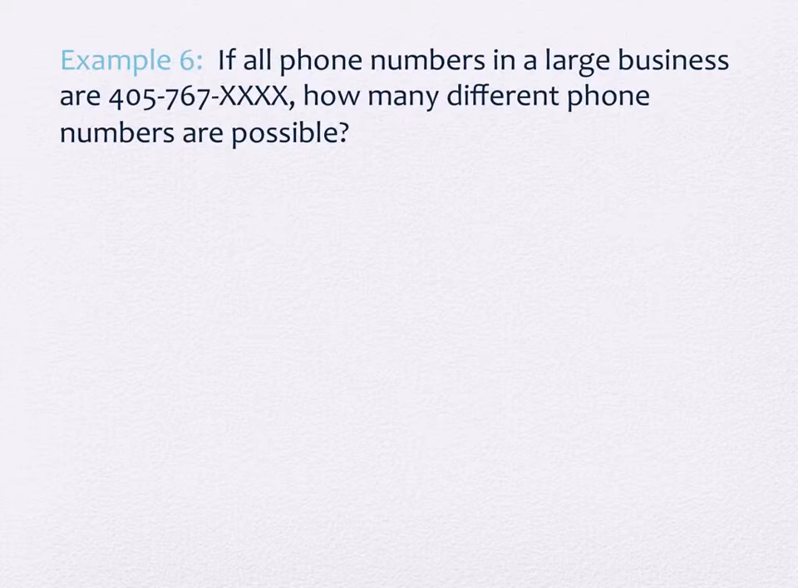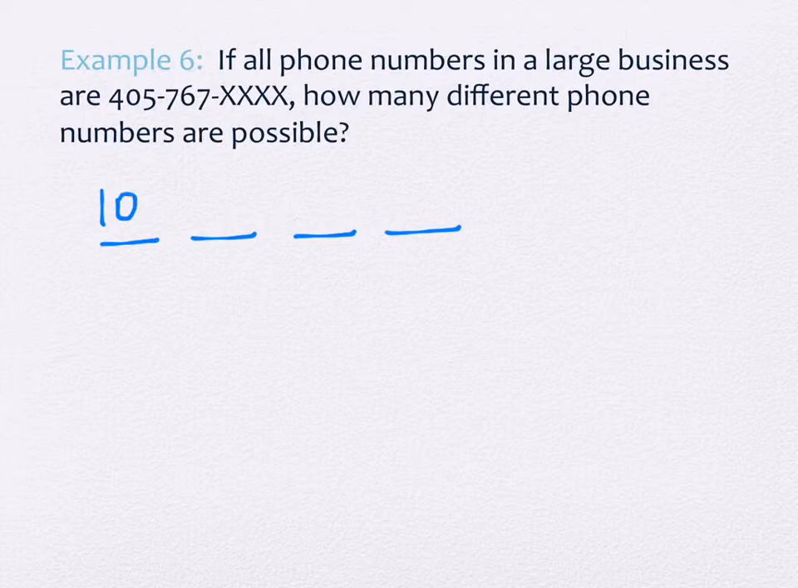I like to draw sort of placeholders. You don't have to draw placeholders, but I want to think about it that way often. There's 4 numbers. How many options do I have in each blank? 10. Why do I have 10, not 9? Here's a 0. Yeah, good. All right, so I have 10 digits, 0 through 9, that are possibilities.